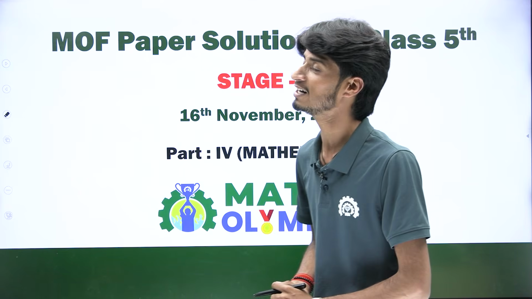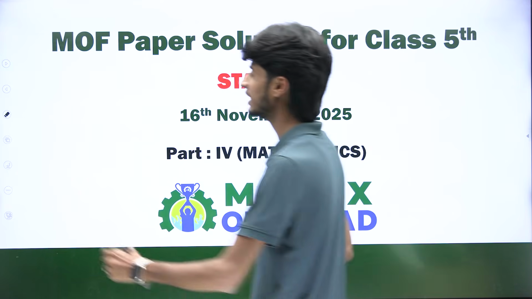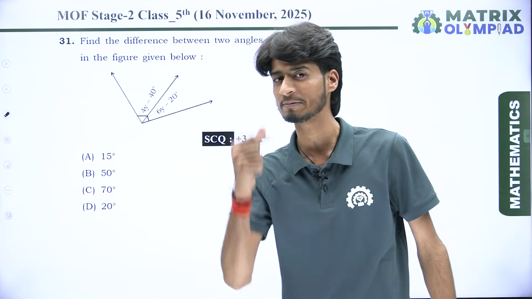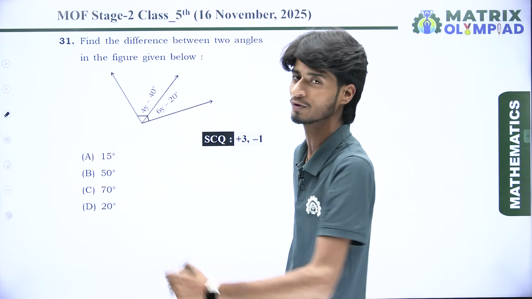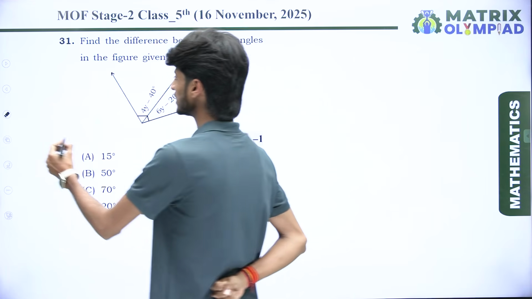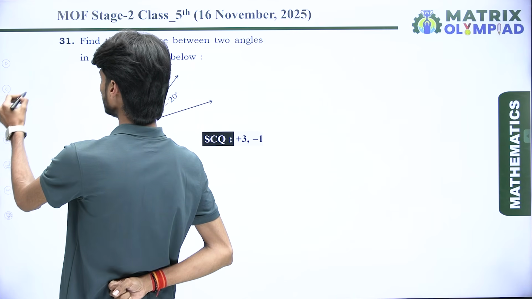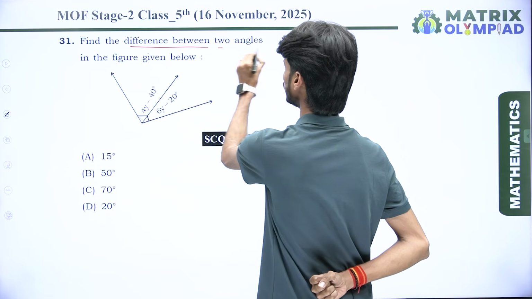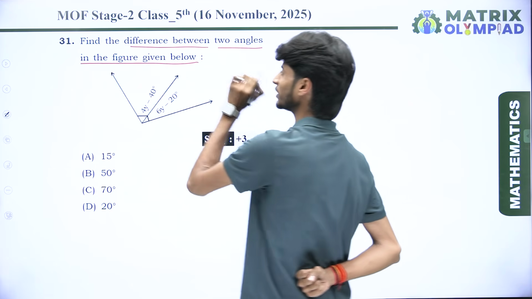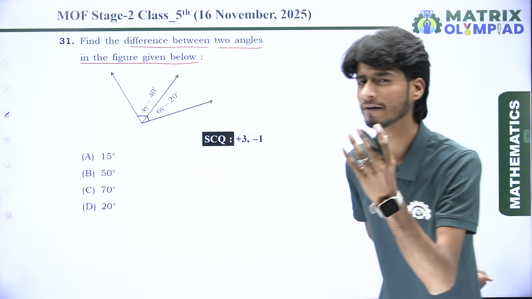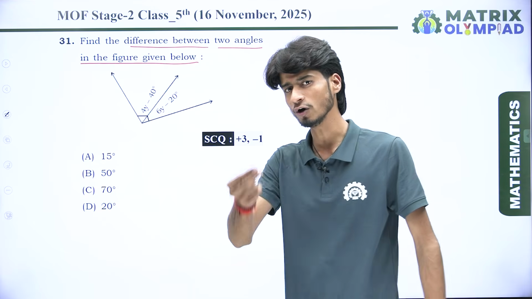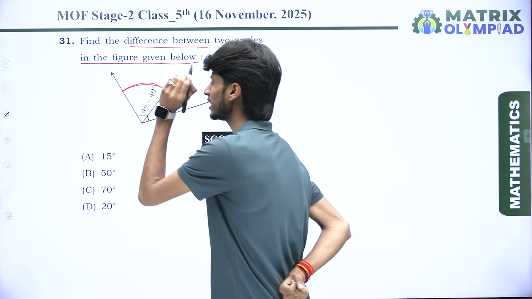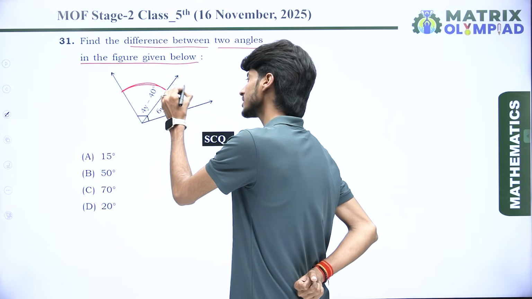So let's come to the first question which you face in the examination. This is question number 1 according to mathematics and question number 31 according to your paper. What does it say? According to this question, find the difference between two angles in the figure given below. That means we have a figure like this and we want to find the difference of both angles. The first angle is this and the second angle is this.